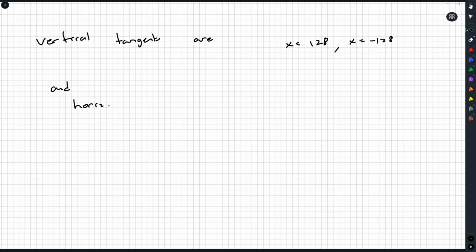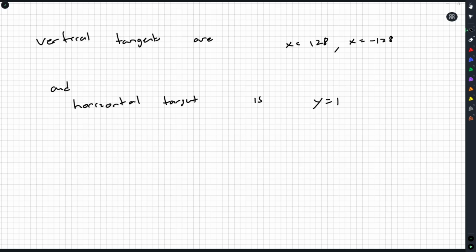So let's summarize this. The vertical tangents to this particular parametric curve are x equals 128 and x equals minus 128. Really big. I probably wouldn't want to sketch the graph of this because the things would be really far out. Although I guess I could zoom out. And what's the other one? The horizontal tangent line, which there is only one of.